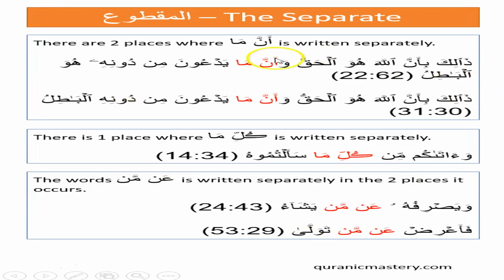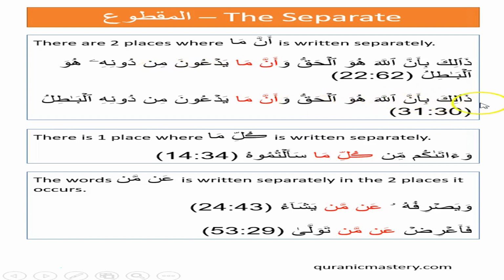There are two places where annama is written separately. The two places are documented here. We've got ذَلِكَ بِأَنَّ اللَّهَ هُوَ الْحَقُّ وَأَنَّ. So if you're going to stop, you're going to stop at an. However, you're going to continue as normal: وَأَنَّ مَا يَدْعُونَ مِن دُونِهِ هُوَ الْبَاطِلُ.